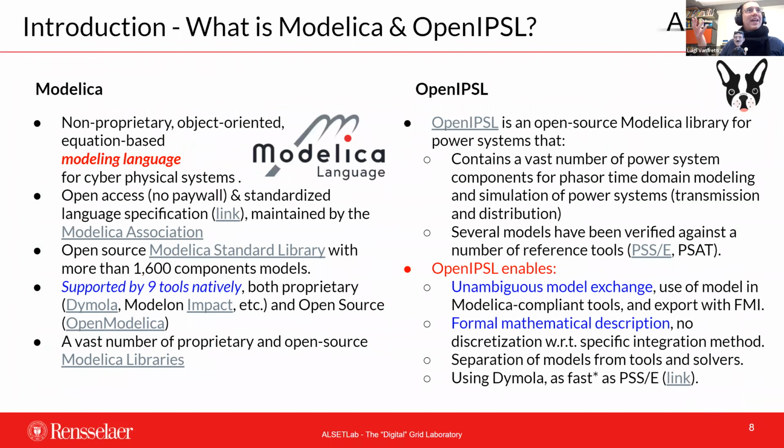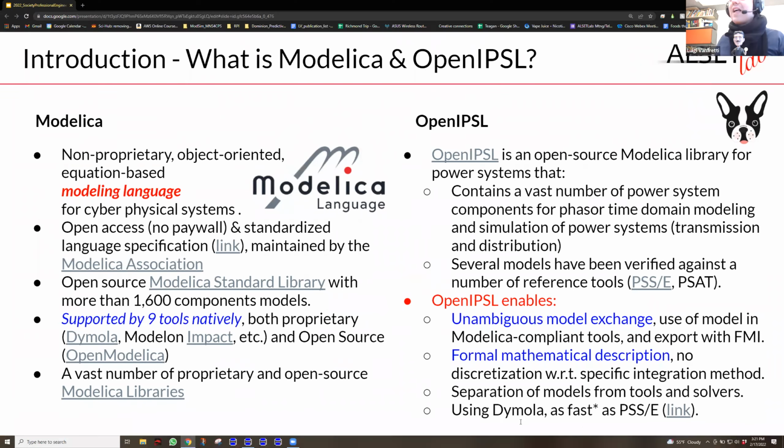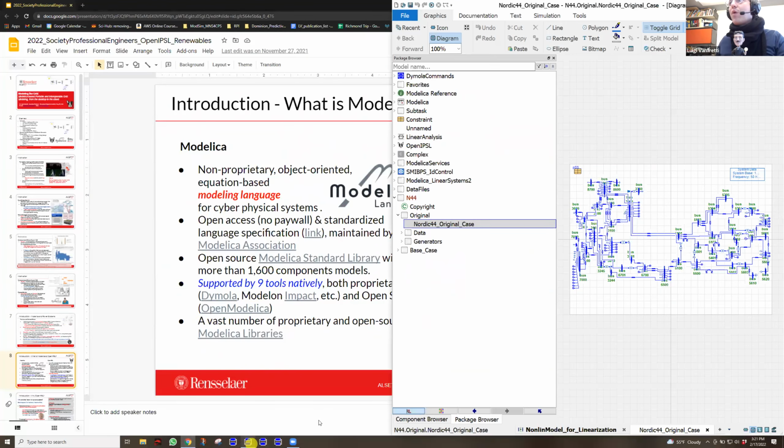So the OpenIPSL library is basically what we will use to represent the power system models, and Modelica will be the language. As I mentioned, it has no paywall. When you get the link to the presentation, which I think we can put in the chat later, you will see where to find the language specification and everything related. There's also a standard library of thousands of models that allow you to do multi-domain modeling.